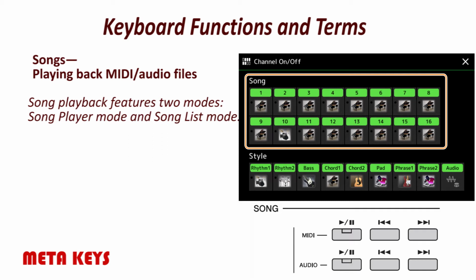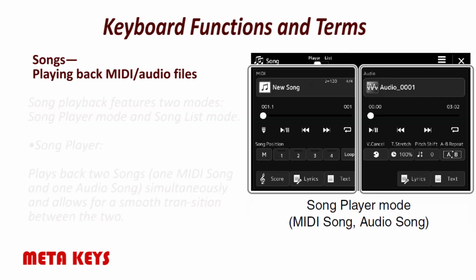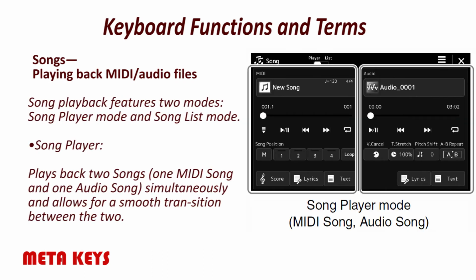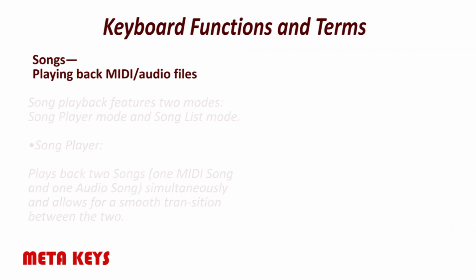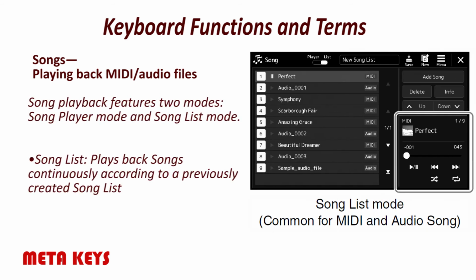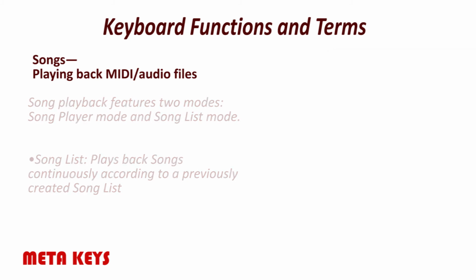Song playback features 2 modes: song player mode and song list mode. Song player plays back 2 songs, one MIDI song and one audio song, simultaneously and allows for a smooth transition between the two. Song list. Playback songs continuously according to a previously created song list.